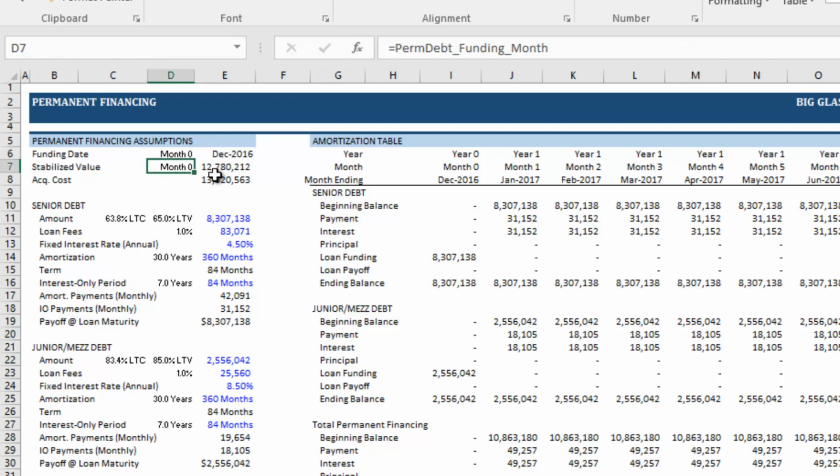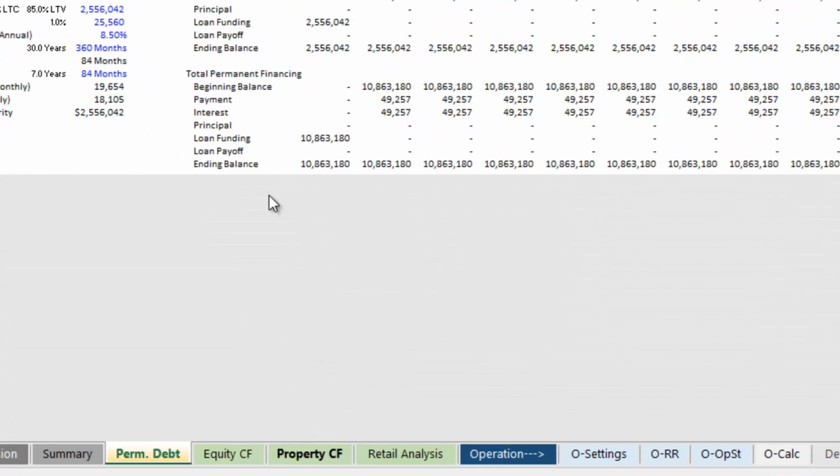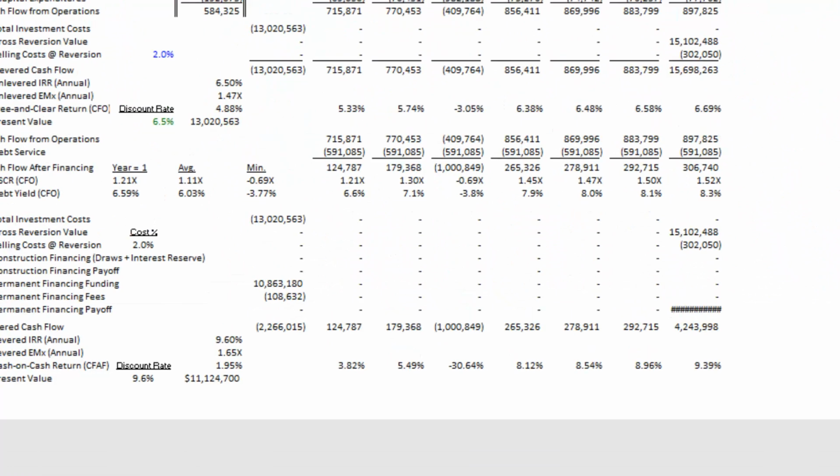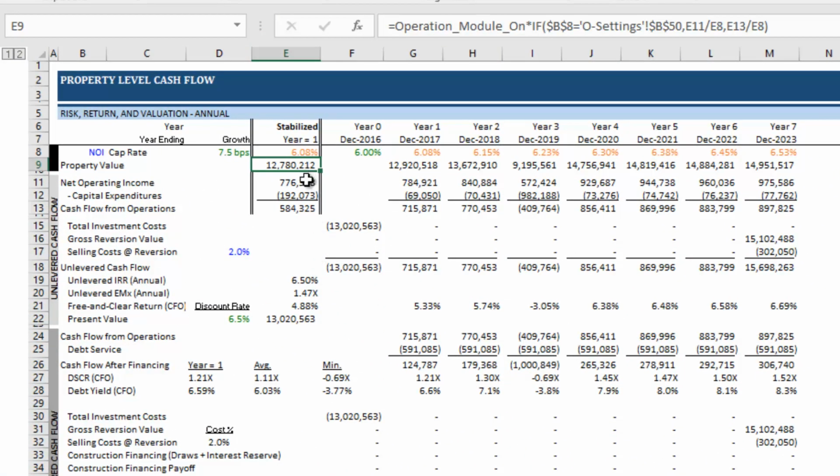We also have stabilized value, and this is important because we'll be calculating our loan to value based on this. And the stabilized value is calculated as the sum of the first 12 months of stabilized cash flow capitalized at some cap rate assigned by the model and the inputs that you put into the model. And that's done here on the property cash flow tab. And so this here is flowing directly over from here. And this is looking at the monthly cash flows as calculated here and dividing that by this cap rate.